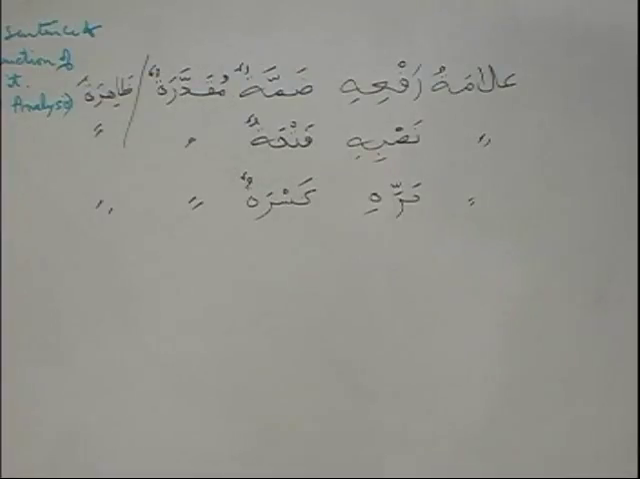What kind of a sentence is this? Jumla ismiya. Where is mubtada? Alamatu, and he is mudaf. Rafa'i is mudaf ilahi. Where is the khabar? Dammatun. So it's very simple. So once you have this thing in your mind, you can analyze and write these things with ease and comfort. It's not difficult. And these are the terms we will be using. And they are very easy, brothers and sisters. With little practice, it will become part of your vocabulary, inshallah.